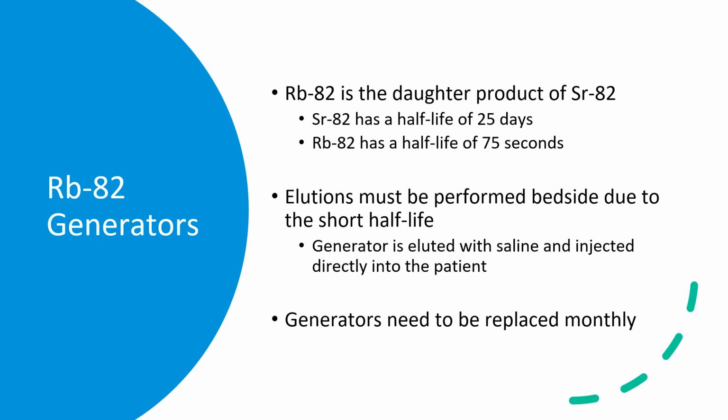Elutions have to be performed bedside due to the short half-life, and the generator is eluted with saline and injected directly to the patient. These generators need to be replaced about monthly. Some of them will go up to 6 weeks. However, the elution starts to really get watered down by the end of that 5 to 6 week mark.